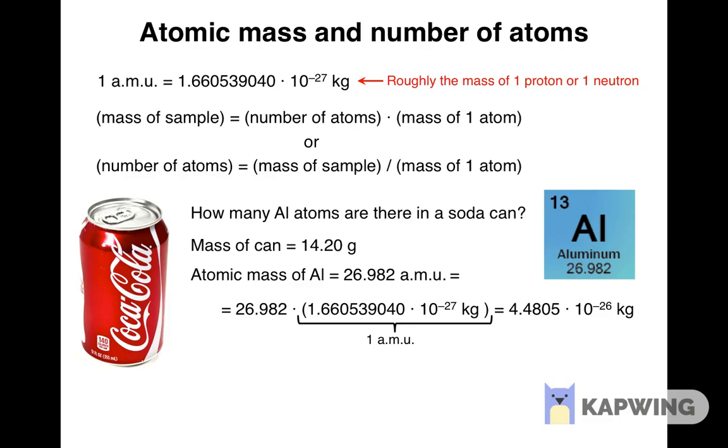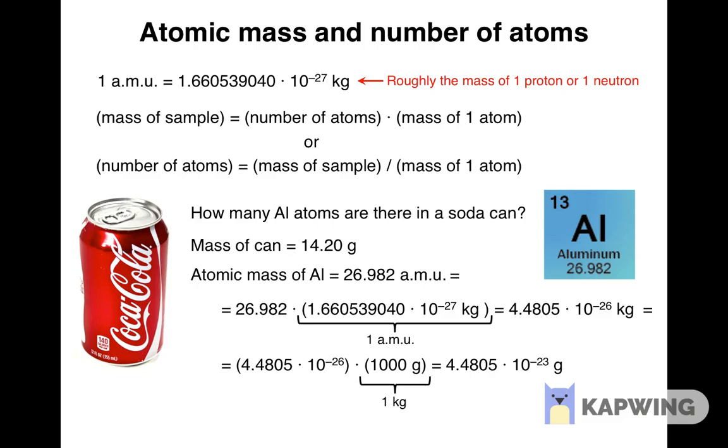1 kilogram is 1,000 grams by definition, so 4.4805 times 10 to the minus 26 power kilograms is 4.4805 times 10 to the minus 26 power times 1,000 grams, and that is 4.4805 times 10 to the minus 23rd power grams. So now we know that our aluminum can has a mass of 14.20 grams. And we know the mass of one aluminum atom in grams as well, 4.4805 times 10 to the minus 23rd power grams.